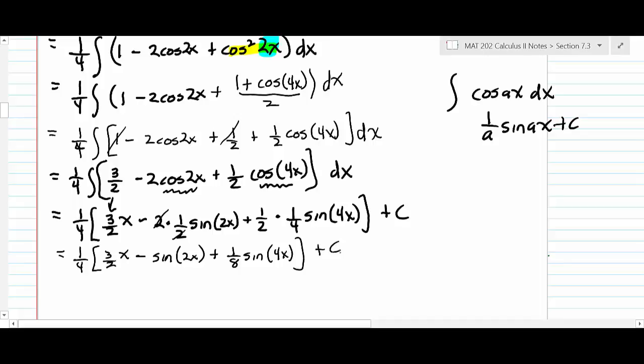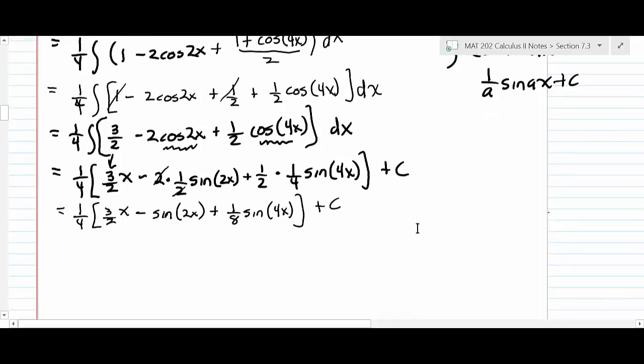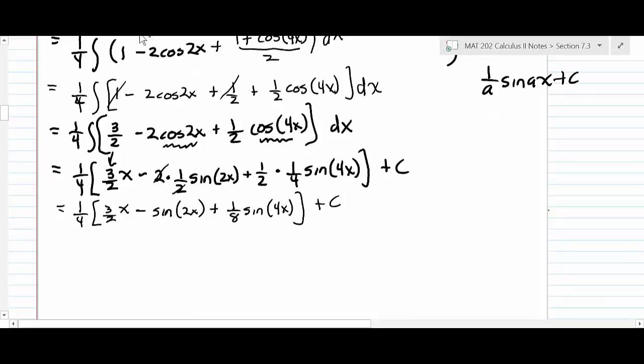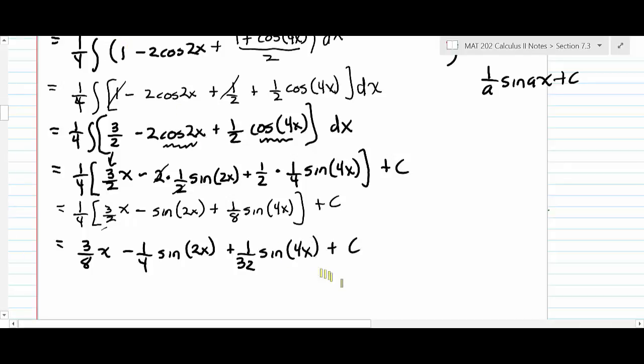Okay, and then finally what I'm going to choose to do is just do a distributive property on that. If I do the distributive property, then I should have a valid answer. So I'm doing 1/4 times 3/2 is 3/8 x. 1/4 times the sine is 1/4 sine 2x. Then 1/4 times 1/8 is 1 over 32 sine of 4x plus c. There be your answer.